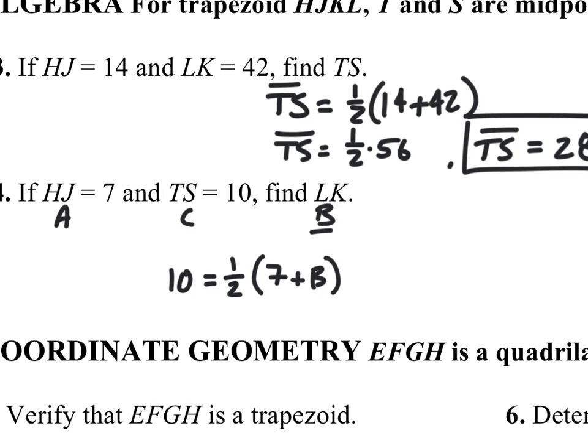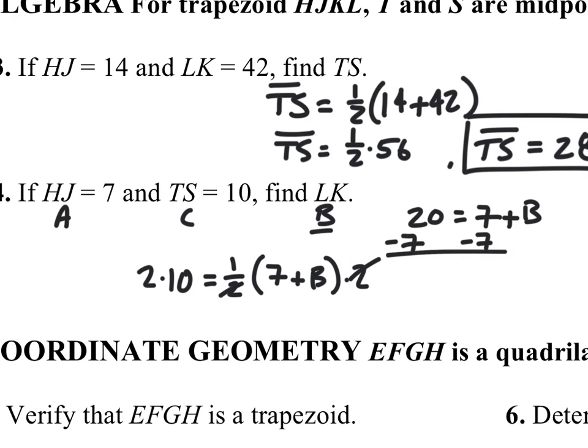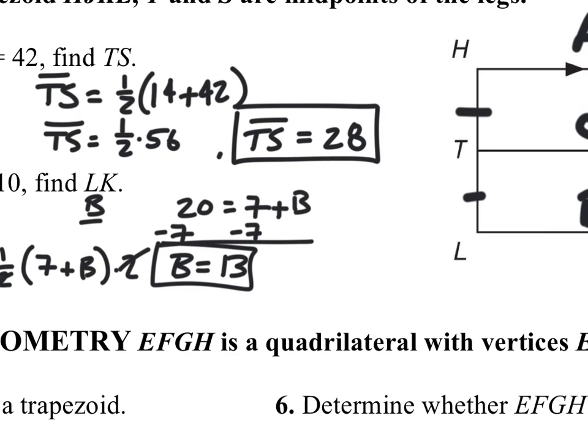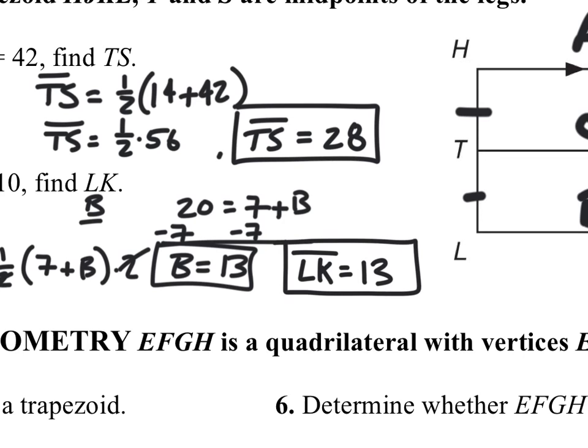Okay. And so if I'm multiplying by 1/2 or dividing by 2, I could move that over by multiplying both sides by 2. Okay, so those divide out, and we end up getting the equation that 20 is equal to 7 plus B. I'm going to subtract 7 from both sides, and so B is equal to 13. Okay, so I can then conclude that segment LK is equal to 13. Okay, so that's using the mid-segment formula.